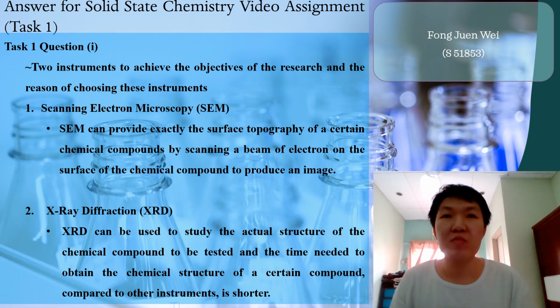The next instrument is X-ray diffraction, because this instrument can be used to study the actual structure of the chemical compound to be tested, and the time needed to obtain the chemical structure of a certain compound is shorter compared to the other instruments.